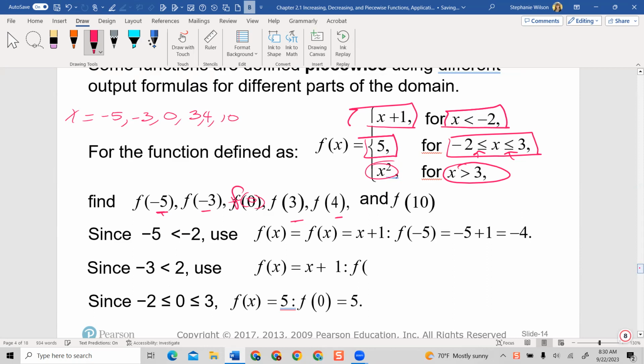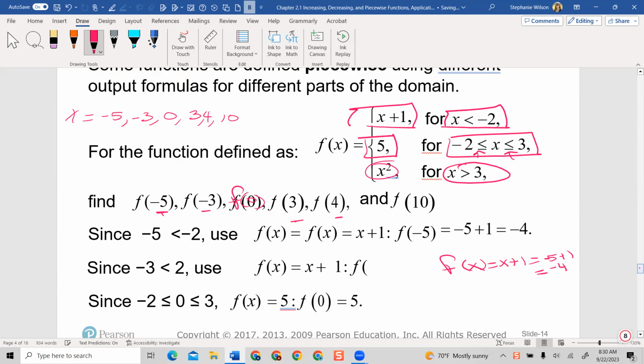I can take this f of x equals x plus 1 and just plug in -5 for x, which gives me -4. If you want to make an XY table, that would probably be great, and call one of them x plus 1, the next one equal to 5. That might be easier for you. But don't forget the restrictions on these, okay?